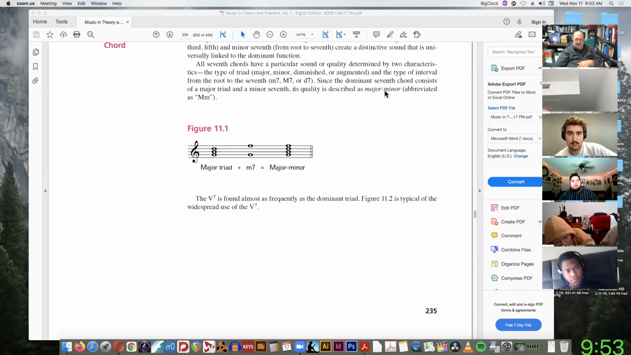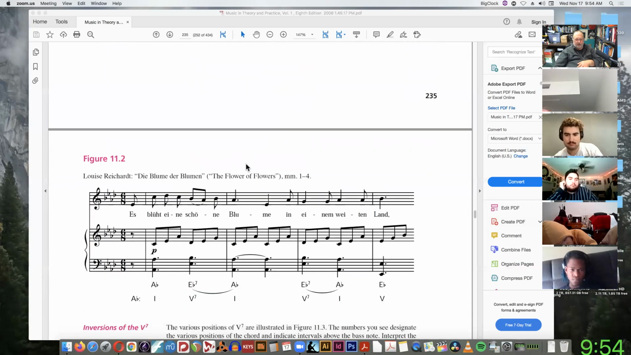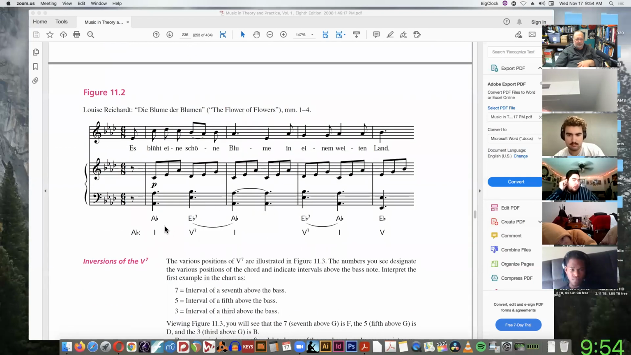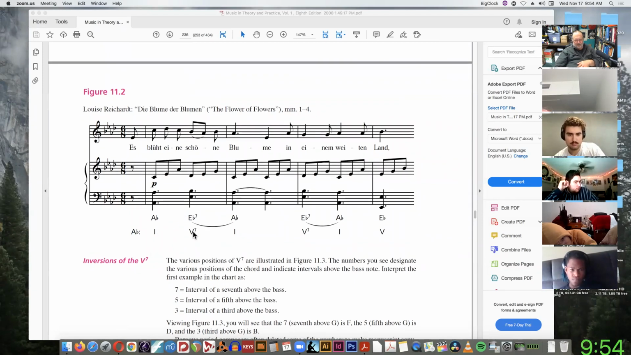So we have a 7, a flat 7, a double flat 7, and then a flat 6. Or a 7, a flat 7, a 6, and a flat 6. Those are the 4 things we can do to the 4th note of the chord, right? All right. The dominant 7 is found almost as frequently as the dominant triad. So it's a minor 7 on top of a major triad. So here we have a piece of music, Die Blume der Blumen. The 1 chord, the 5, 7, the dominant chord, the 1 chord, 5, 1, 5. Pretty simple.